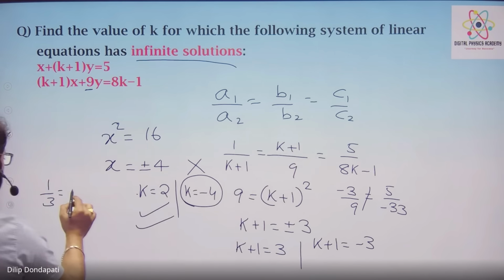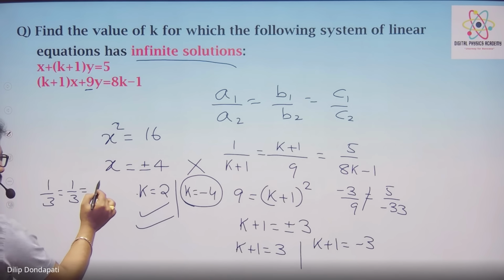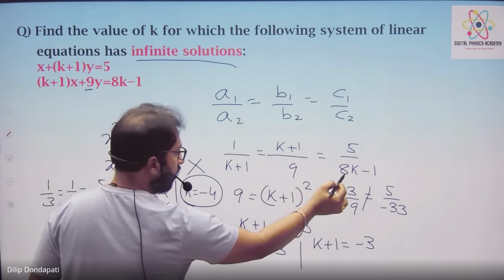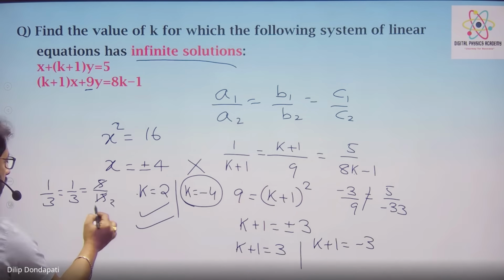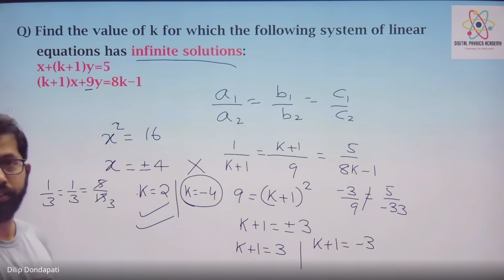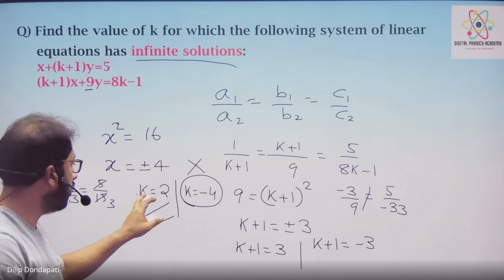3 by 9 is how much? 1 by 3 only. Is equal to, 5 by 2 substitute करो. 16 minus 1 is 15. 15, 5 by 3. 1 by 3, 1 by 3, 1 by 3. Satisfying all the three equations. Okay. That means K is 2 is the answer.